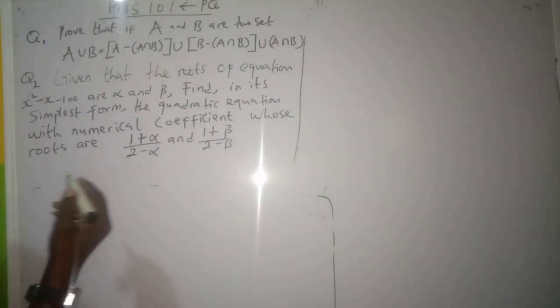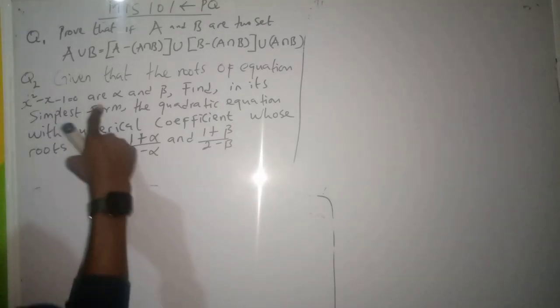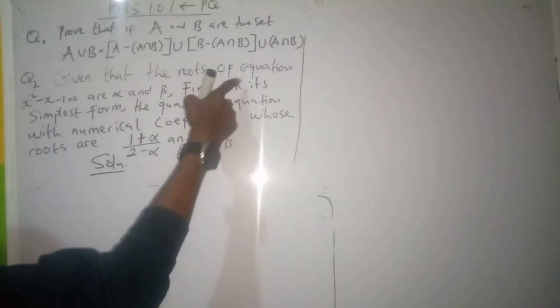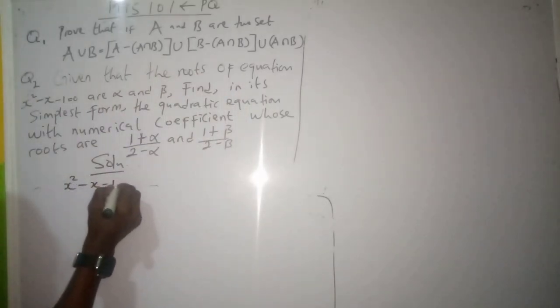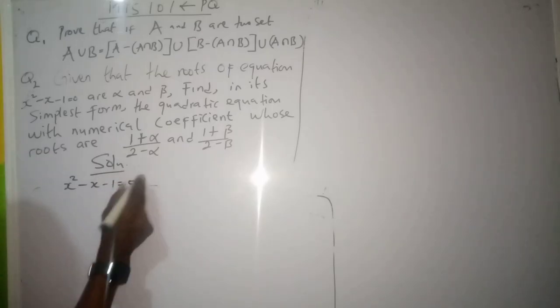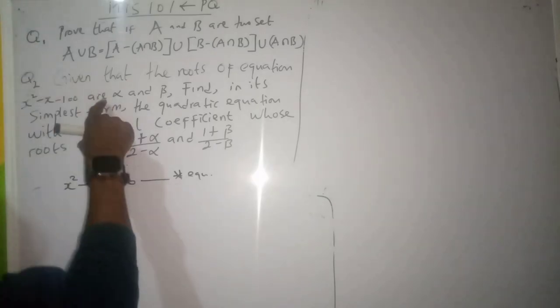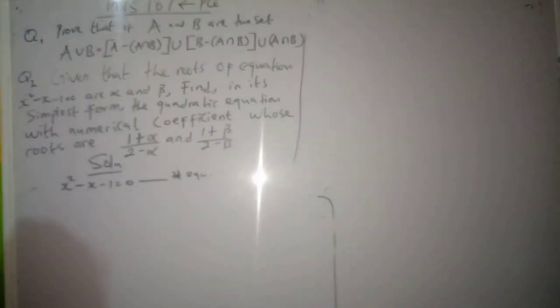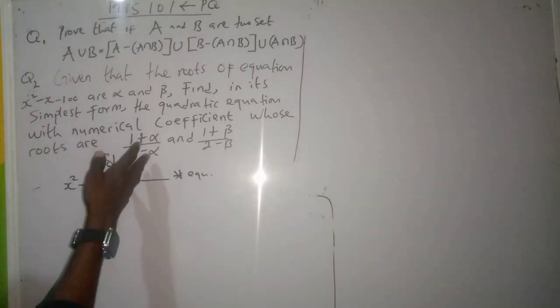Alright, so solution now. Given that the roots of the equation, what is the equation? X squared minus x minus 1 equals 0. So this is the given equation. The roots are alpha and beta. Find in its simplest form the quadratic equation with numerical coefficients whose roots are this. So we want to find in the simplest form what will be the roots of this one.